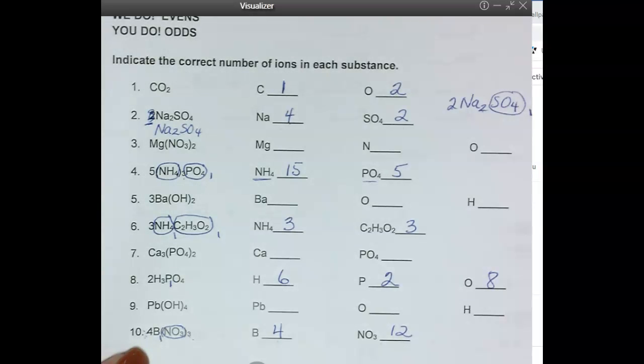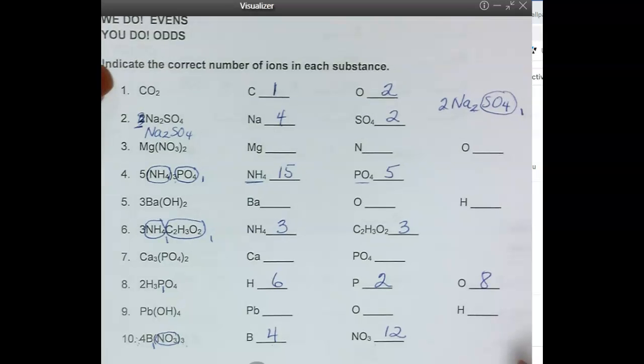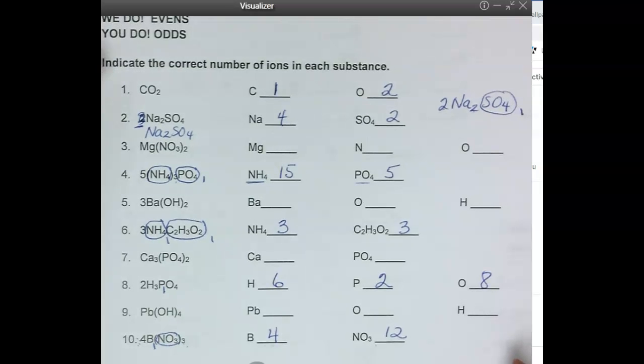Okay, and that's what we call counting atoms or counting ions. Okay, charged atoms or ions. So you need to back up and do the problems of the odds on this assignment.